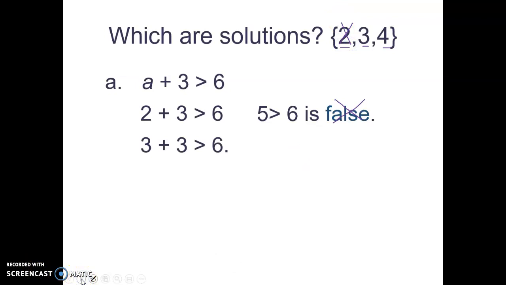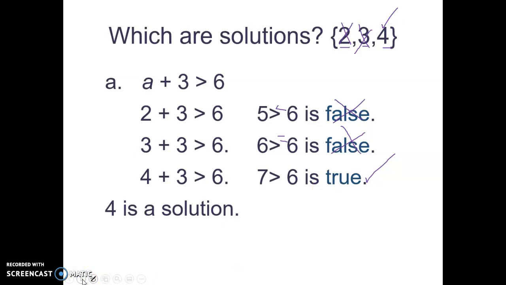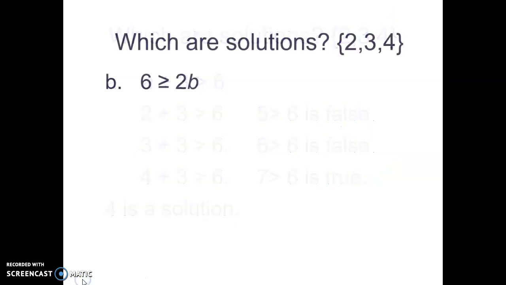When we plug in 3, 3 plus 3 is greater than 6, that says 6 is greater than 6. Again, that's not true. 6 is not greater than 6. It's actually equal to 6. So 3 did not give us a solution. When we plug in 4, 4 plus 3 is greater than 6, that simplifies to 7 is greater than 6. That is true. So we only had one solution for this inequality from the set of given numbers. 4 is the only one that was a solution. It's the only one that gave us a true statement.